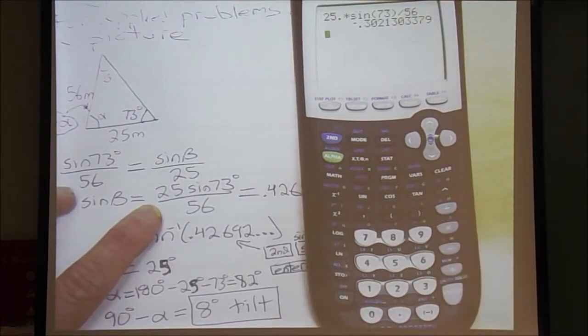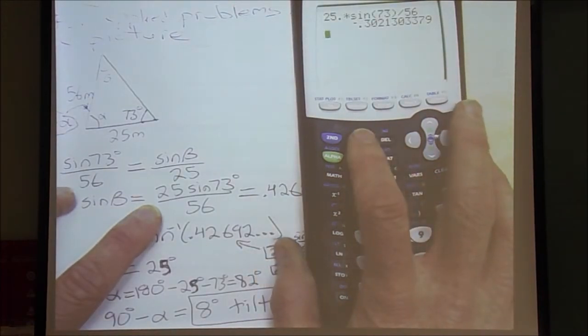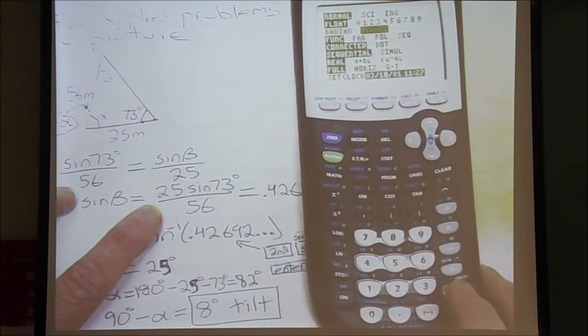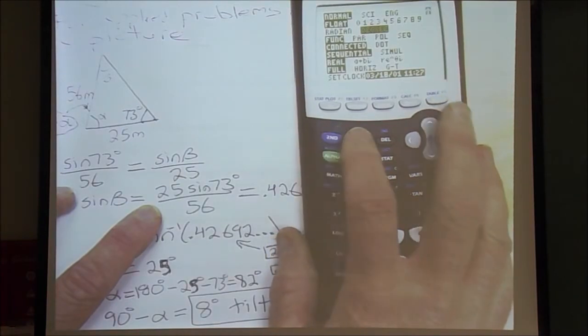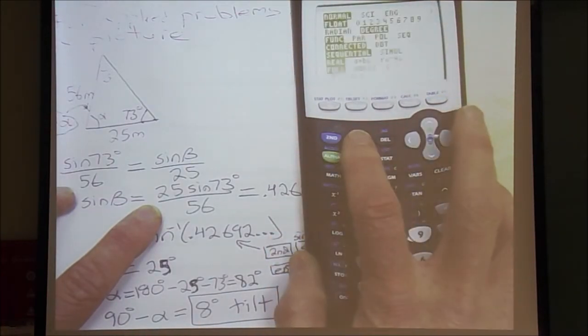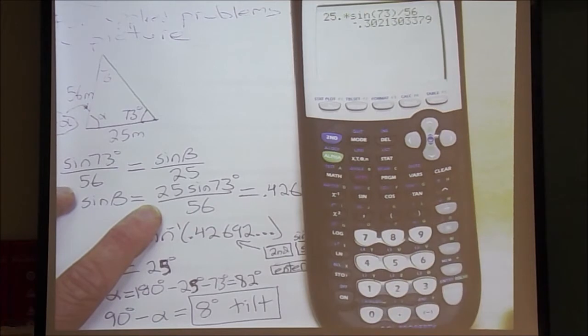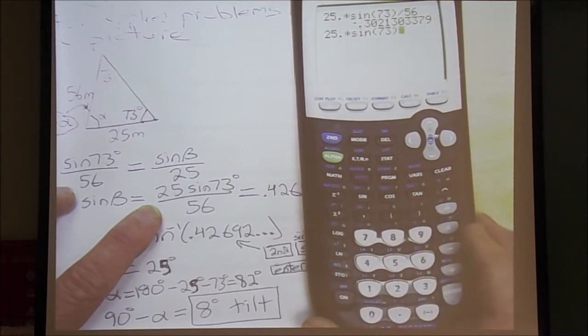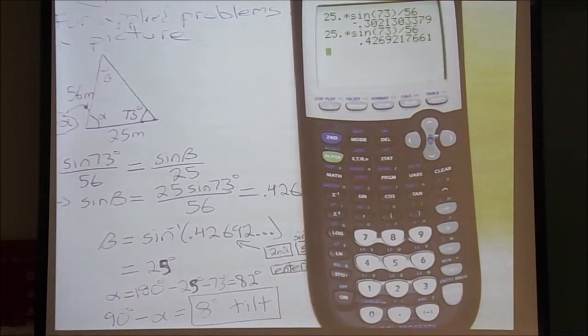What in the world could I have done there? Here's the second common problem. Your calculator is in radians mode. There it is. Go down and put it in degrees mode. Double check. Sure enough, now it's in degrees mode. So let's try it again. 25 point times sine 73 divided by 56. There we go, a more reasonable number, right? So those are the 2 common calculator errors. And sure enough, we get this.